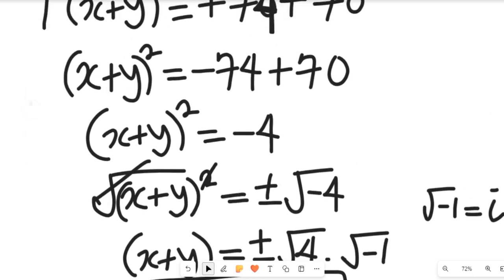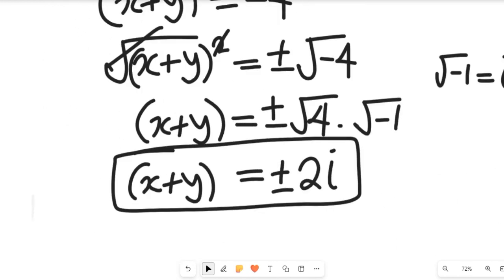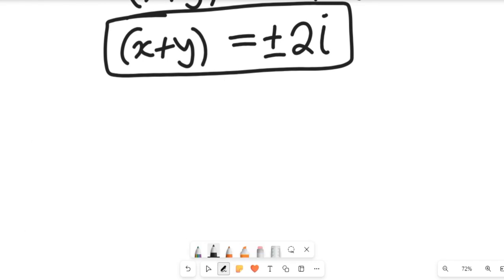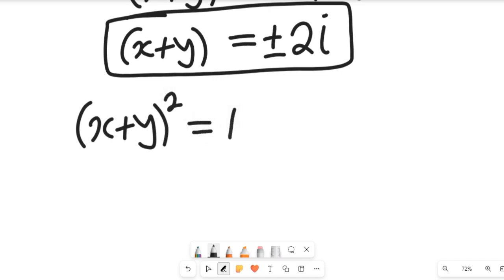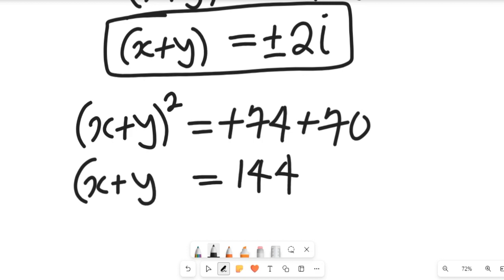So let's go back and look at the second expression. (x plus y) squared equal to plus 74 plus 70. So we'll have (x plus y) squared to be equal to plus 74 plus 70. What would that give us? This will give us 144, right? So (x plus y) all squared will be equal to 144.